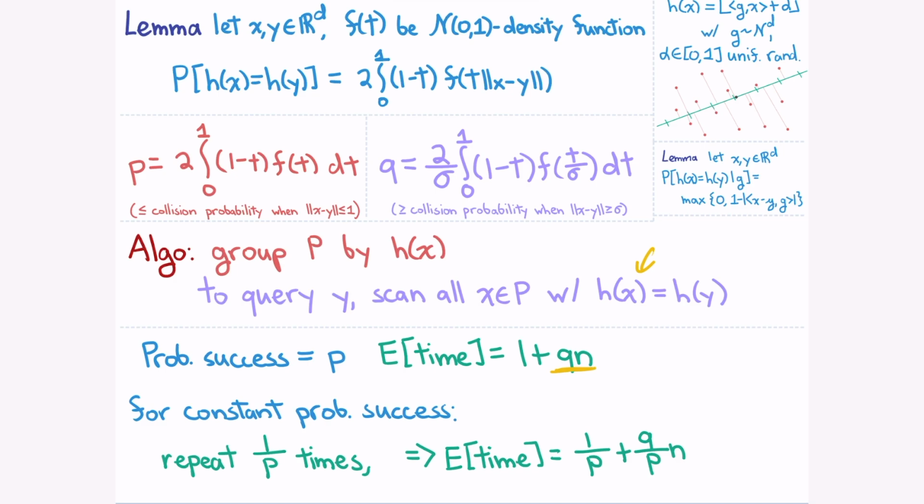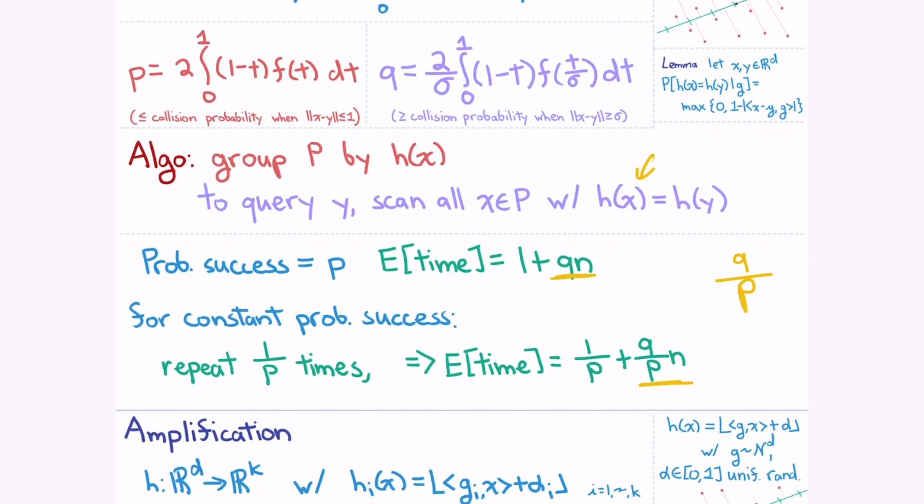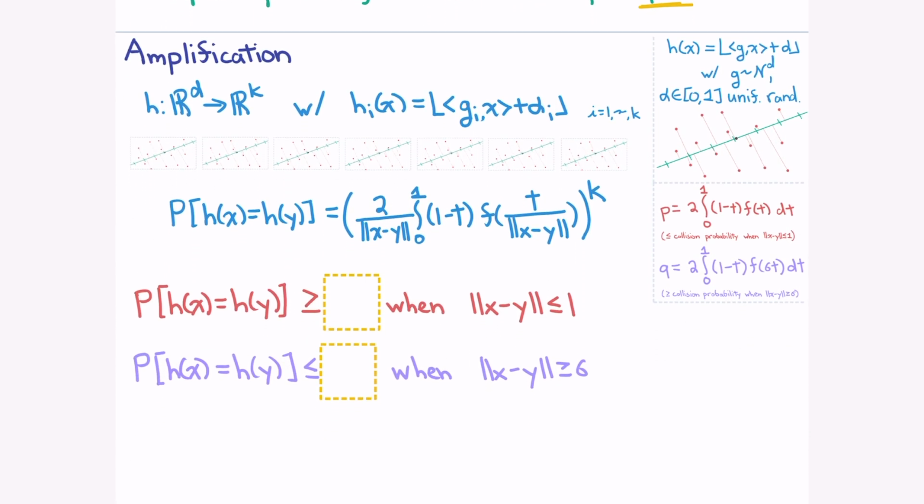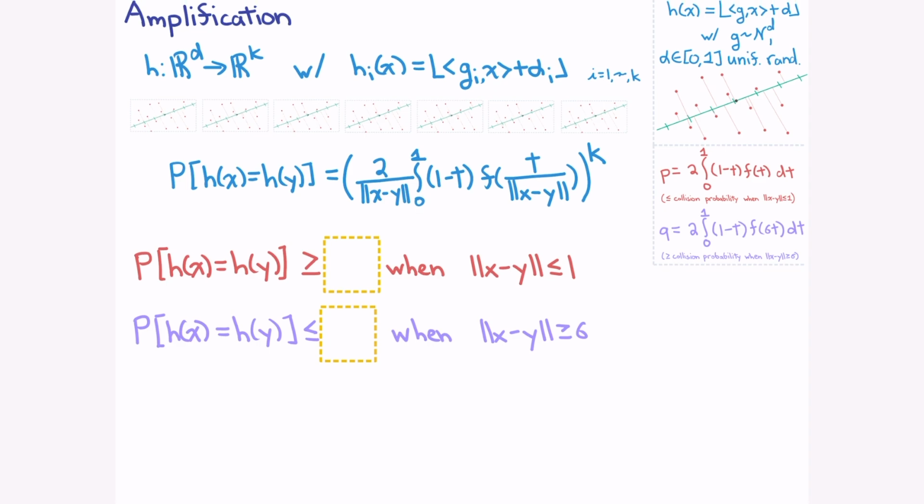Okay, so this turns out to not quite be good enough for us, but still, I think maybe it highlights what we're really focusing in on is this ratio, the ratio of bad collisions versus good collisions. So, okay, what we're going to do then to make things a little bit better is we're going to amplify.